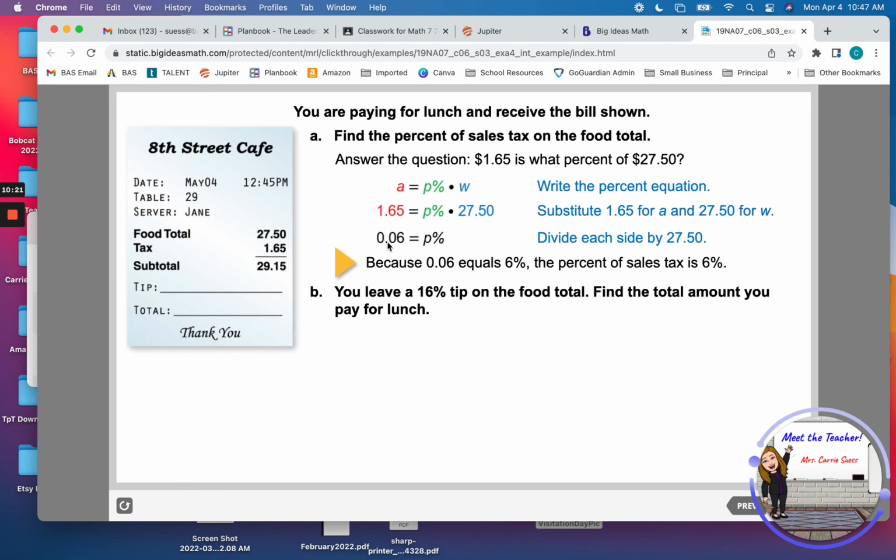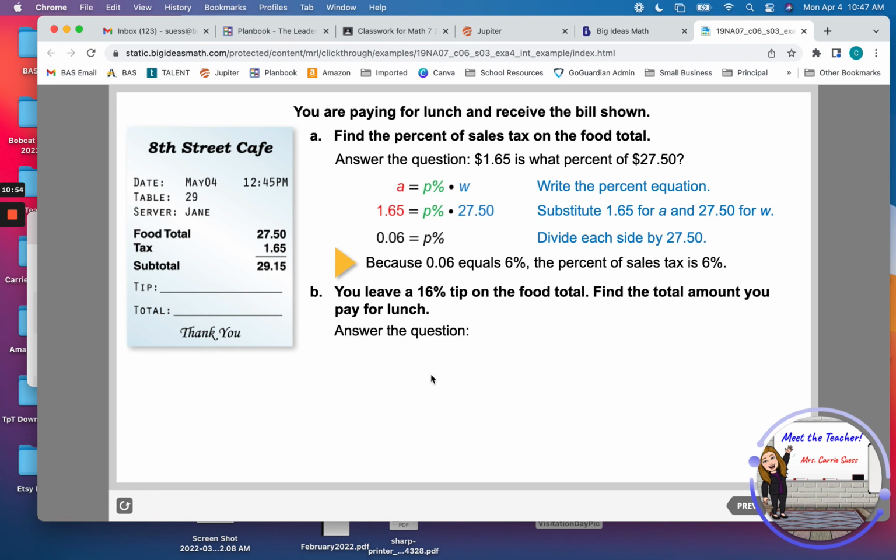All I did was take this decimal and move it to the right twice to make it a percentage. Yes, 6% is the answer. That was the question they're asking. For B, you leave a 16% tip on the food total. Find the total amount you pay for lunch. So the food total is right here, $27.50. Where does that go in our equation? The W. Very good. And where would this 16% go?